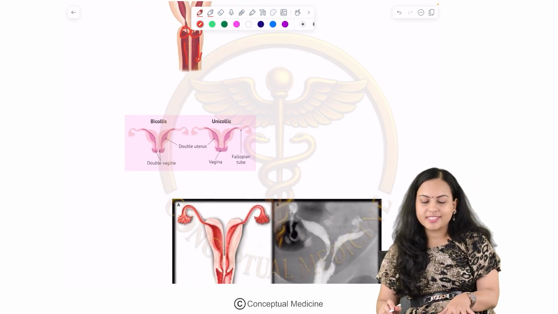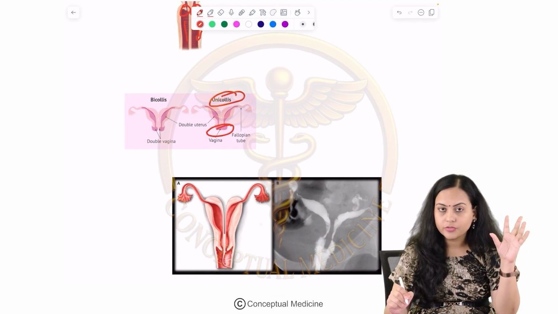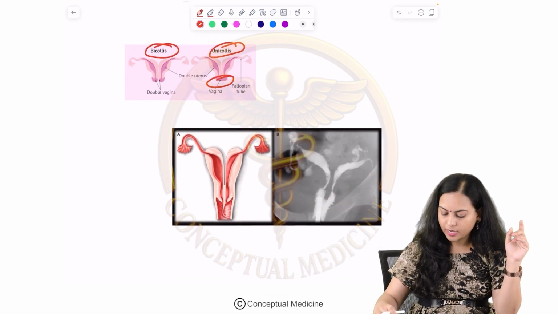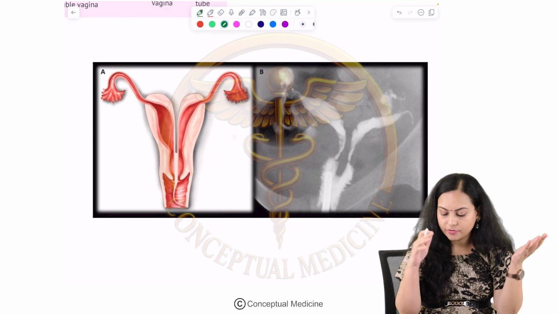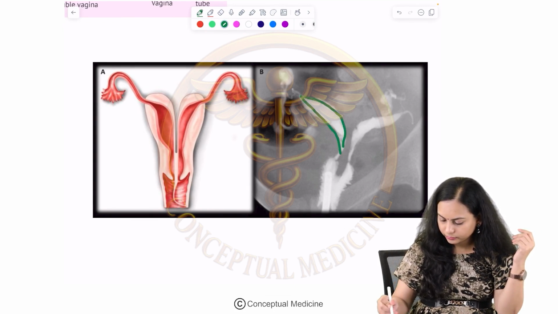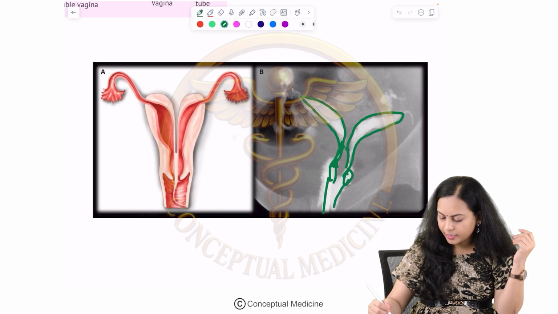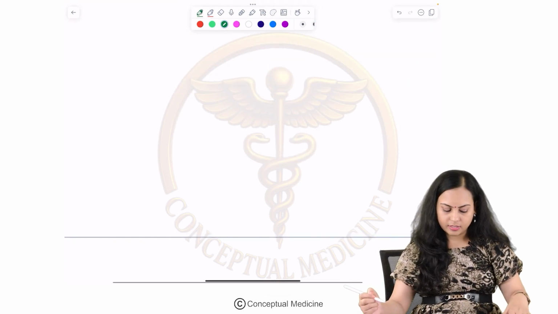But not in all cases will you have two vaginas. In some cases you can have only one vagina, and that condition is known as unicolis. Whereas when you have two vaginas, it is called bicolis. This is a comparison between the schematic diagram of didelphys and the HSG picture. You have two horns that come and end separately, and two cervices, and they open into the vagina. Clear? Right.